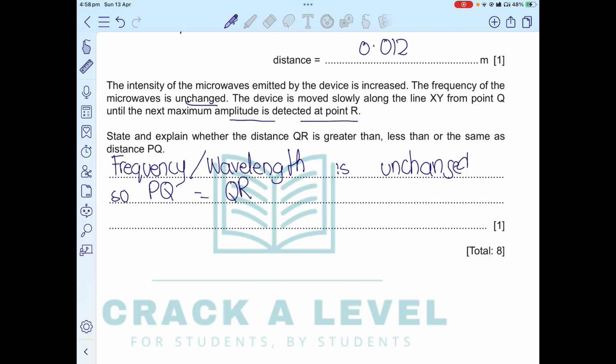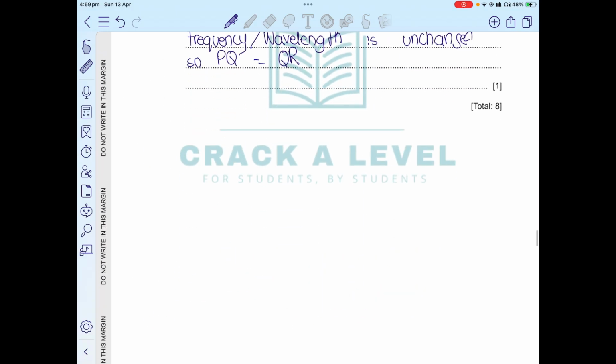QR. Again, the intensity of the wave is increased, but the frequency remains the same, and the intensity does not depend on the wavelength as well. So the frequency and the wavelength are the same, therefore the distance QR will be the same as the distance PQ. And we can also say that the distance between a maxima and a minima, or the node and antinode, does not depend on the intensity, so the distance will still remain the same regardless.